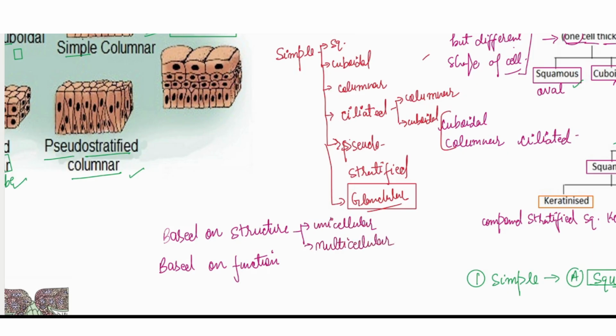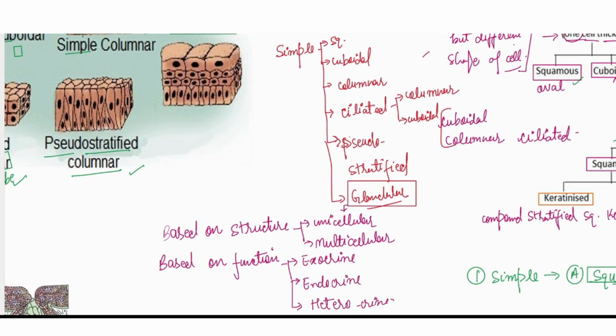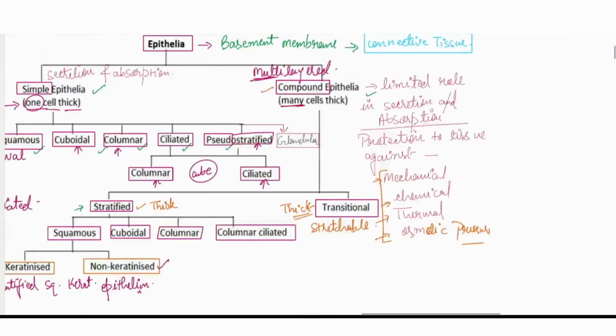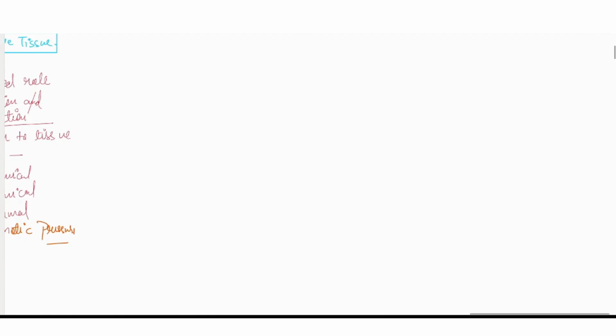And based upon the function, glandular epithelium may be exocrine gland or endocrine gland, and maybe the heterocrine. Heterocrine means having both exo and endo function. So that is what we have seen in the glandular epithelium. Now let us discuss the next term, the compound epithelium. So we will complete the topic of the simple epithelium. Second is the compound epithelium.